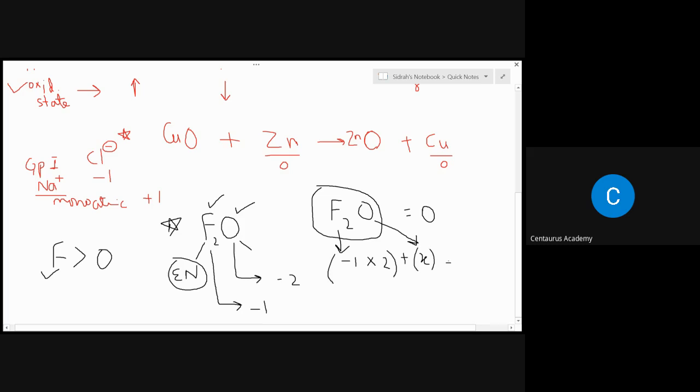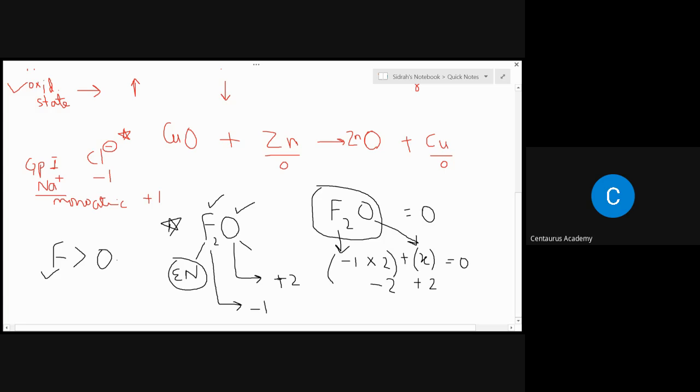This is only true for compounds. Compounds do not have an overall charge. So here in this case, this should be -2. To get a total of 0, this must be +2. So oxygen is not going to be -2. However, it is going to be positive.